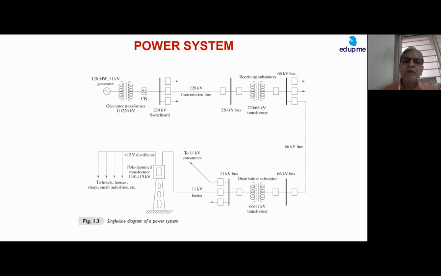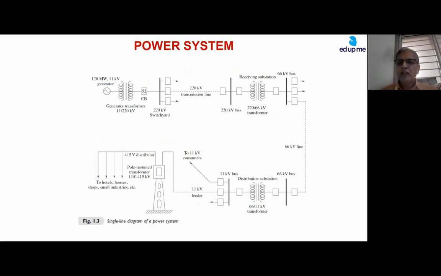I'm saying say because 220 kV is the optimum voltage at which we should transmit. But if the power is more and the distance is more, probably 400 kV would be the optimum voltage. But right now, we go at 220 kV. Power is transmitted at 220 kV to a receiving substation. It is stepped down to 66 kV. It may be stepped down to 132 kV also, if the most economical voltage is 132 kV. But here I have assumed 66 kV.